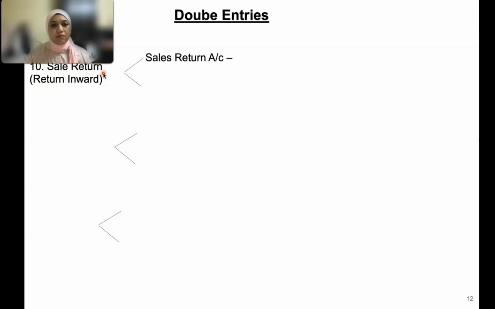Sale return account and receivable account. Sale is always related to receivable. Under sale return account, as I told you earlier, sale return is the opposite of sale. Sale is nominal, income, credit. Sale return is nominal, expense, debit.